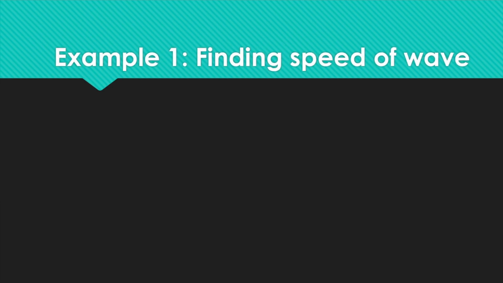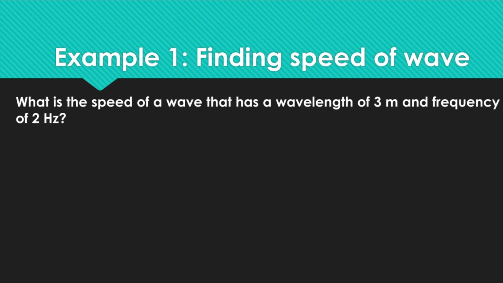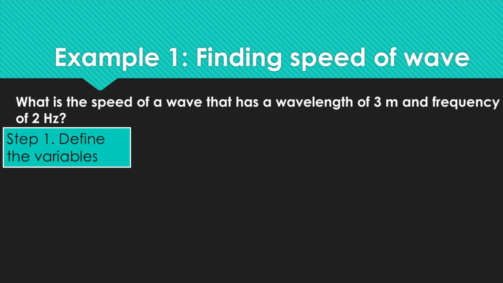We are now going to do some examples finding speed, frequency, and wavelength. Example 1 involves finding speed of a wave. The question is, what is the speed of a wave that has a wavelength of 3 meters and frequency of 2 hertz? Step 1 is to define the variables, so we want to pick out the numbers and decide what they represent in the equation.